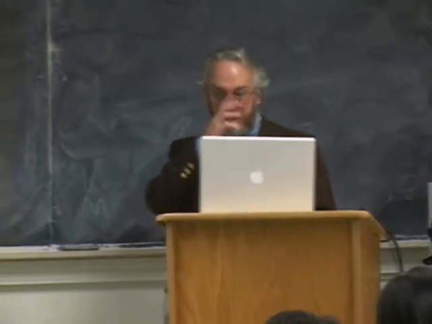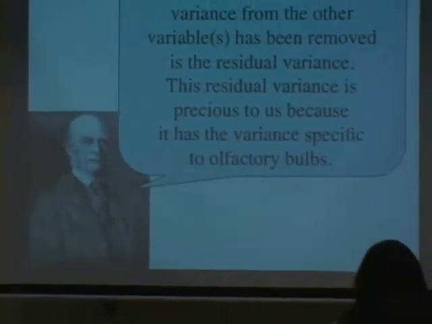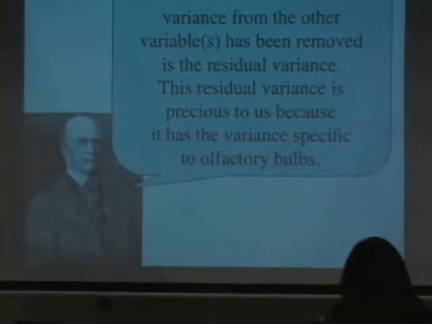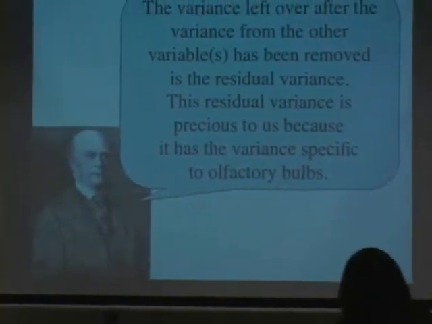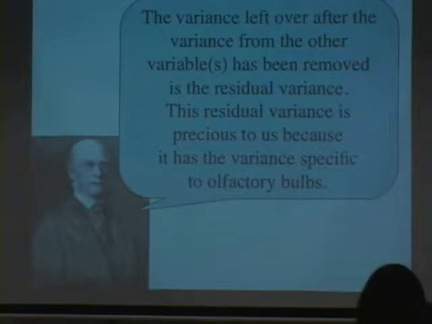Okay, all right, so Sir Francis is going to tell us the variance left over after the variance of the other variables has been removed is the residual variance. It's precious to us because it has the variance that's specific to the olfactory bulbs. By the way, we also talked about the fact that yes, you can statistically control for things as we had to do in our study, but why don't you always do that? If it's that easy, just crunch some numbers. Why don't you always do that? Why do you bother to construct really careful control groups?